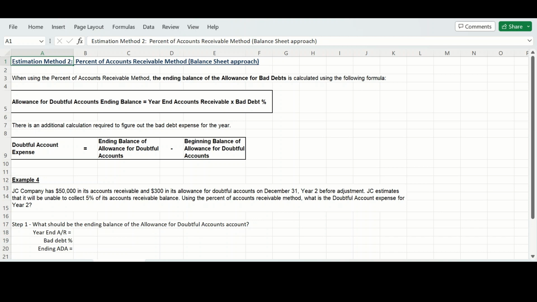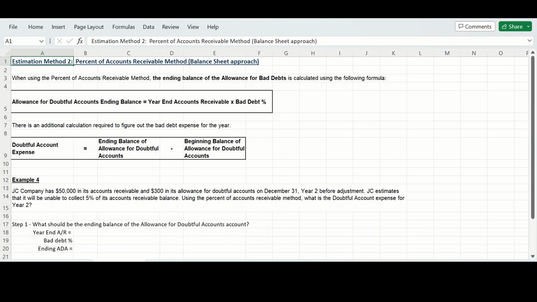Continuing our discussion about estimating uncollectible amounts, the second way to estimate this amount is the percent of accounts receivable method, or the balance sheet approach. When using this method, the ending balance of allowance for bad debts or accounts is calculated by taking the year-end accounts receivable amount, multiplying that by the bad debt percentage.